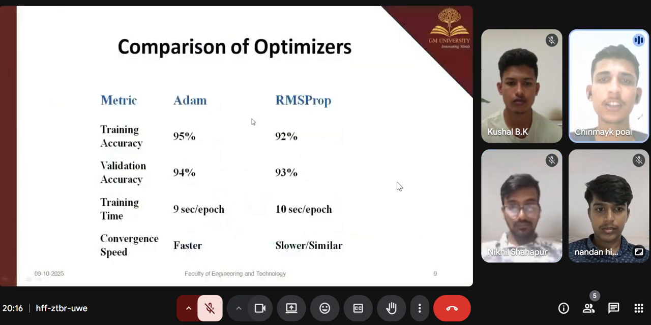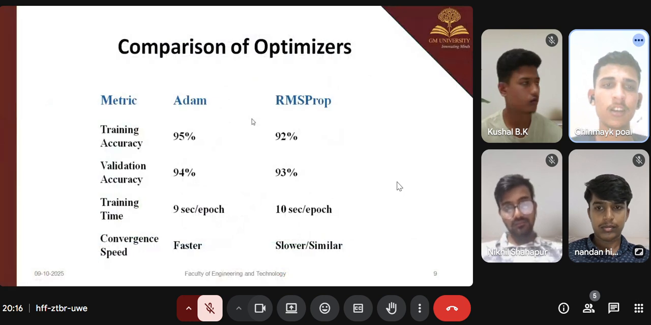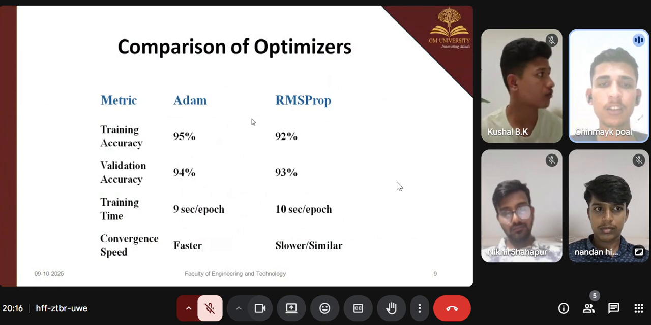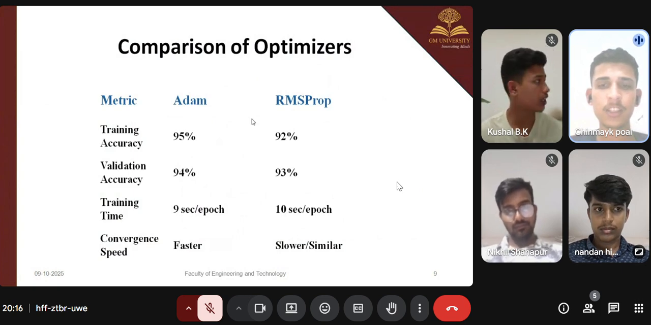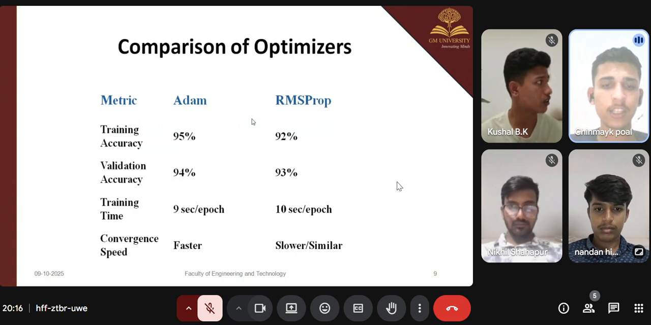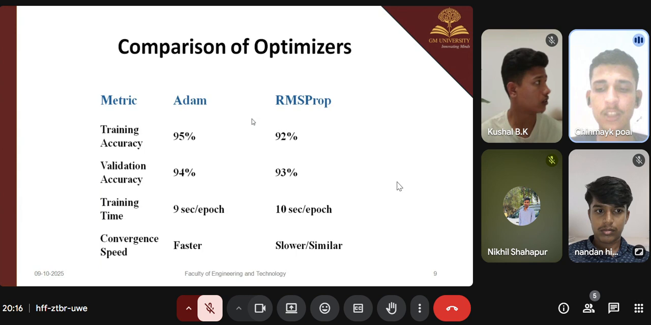Hi everyone, here is the comparison of optimizers. In the metric training accuracy, Adam has 95% and RMSProp has 92%. In validation accuracy, Adam has 94% and RMSProp has 93%. For training time, Adam takes 9 seconds per epoch and RMSProp takes 10 seconds per epoch. Lastly, convergence speed: in Adam it is faster, and in RMSProp it is slower.